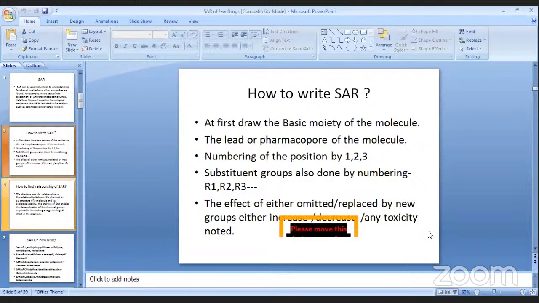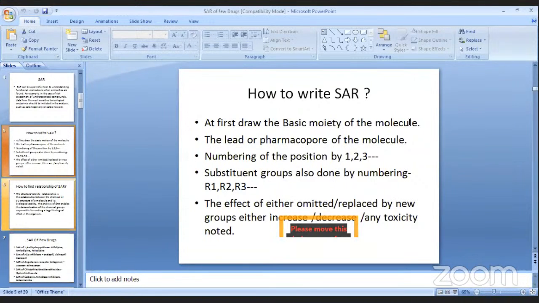And after that, you have to go for substituents, whether it is substituents R1, R2. That is, numbering is needed. And after numbering, you can substitute these groups, one group with another, and time to time you have to abolish or omit some of the groups and replace them by new groups, by which you can get a better compound, a more active compound, and it is less toxic.